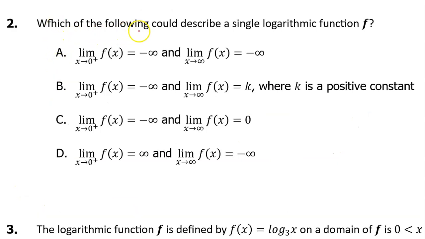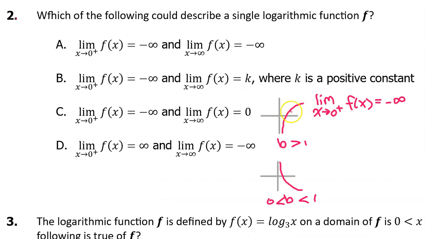Number 2. Which of the following could describe a single logarithmic function f? A logarithmic graph can only look 2 ways. If the b value is greater than 1, it's going to look like this. Or if the b value is between 0 and 1, it's going to look like this. In the first case, the limit as x approaches 0 from the right is negative infinity because of the way it's falling on the left. And the limit as x approaches infinity is infinity because of the way it's rising on the right.